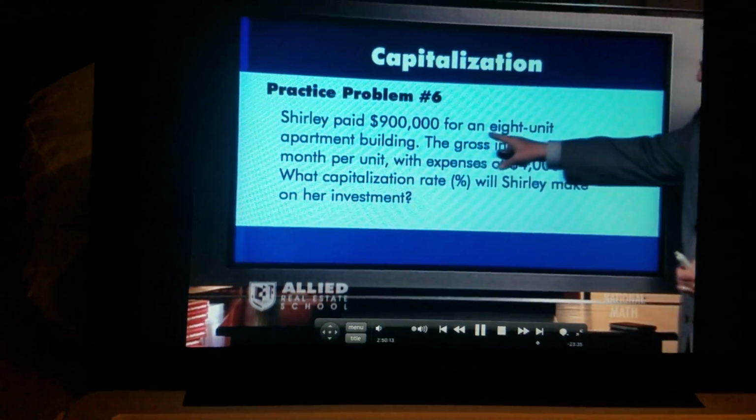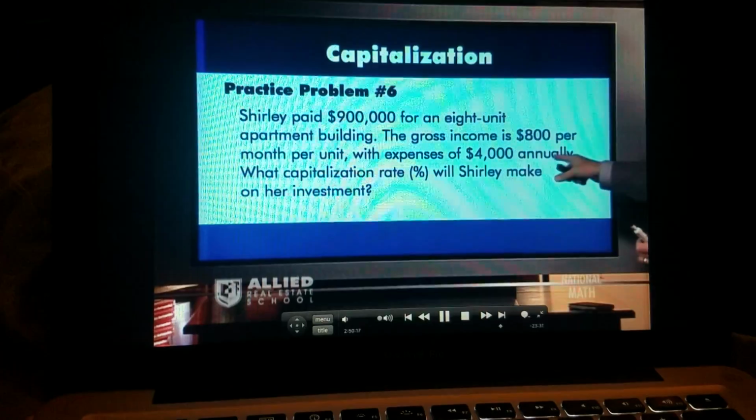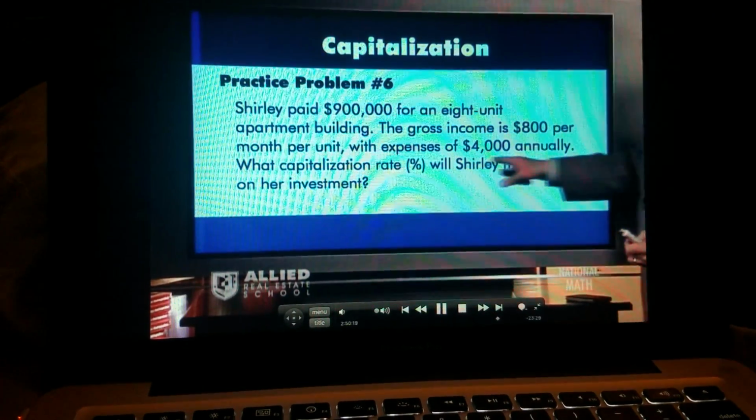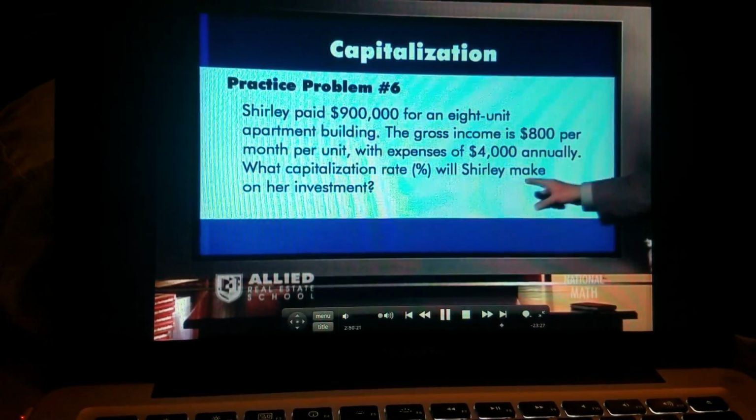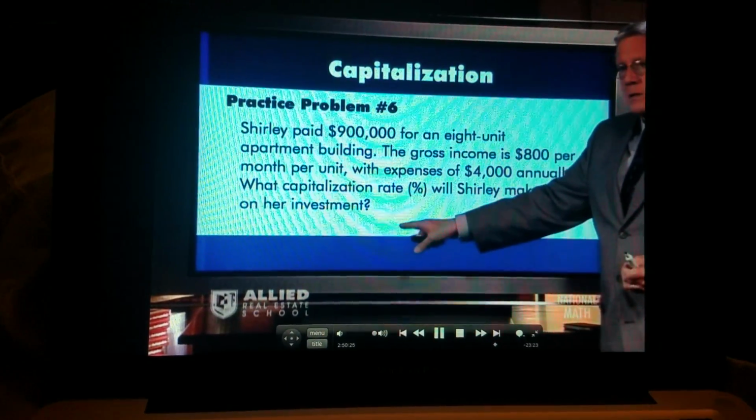Shirley paid $900,000 for an 8-unit apartment building. The gross income is $800 per month, with expenses of $4,000 annually. What capitalization rate will Shirley make on her investment?